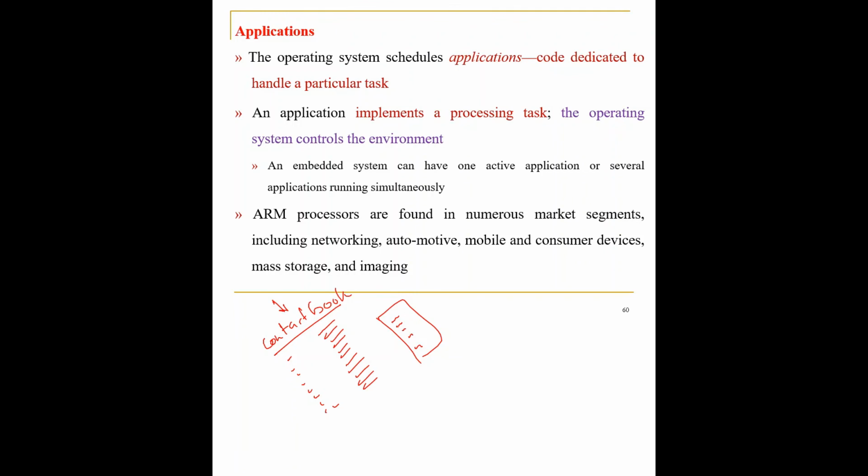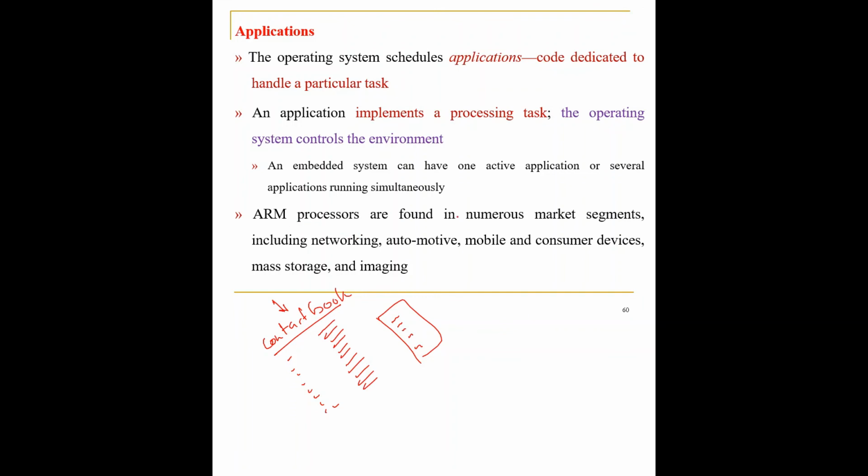But who is going to do this? That is being done by the operating system. So the operating system will be scheduling the application. The application implements a processing task. The operating system controls the environment. So all the required support in order to run that application will be provided by the operating system. An embedded system can have one or more applications running at a time. Very well and good, you can have it. In embedded systems, you can have multiple applications and more than one application can be open at a time.